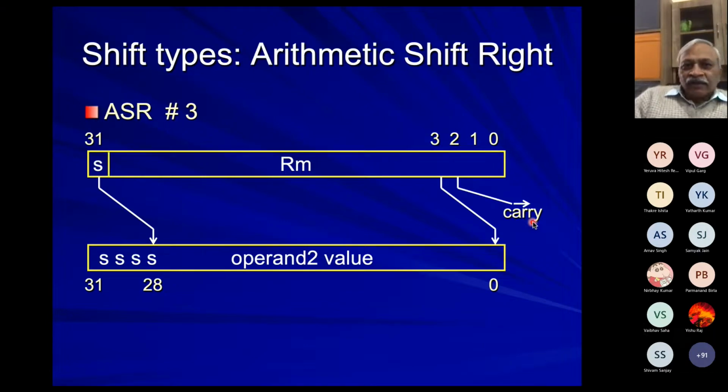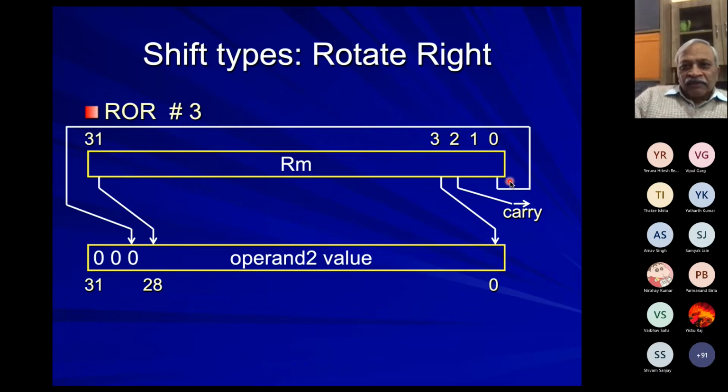This is the arithmetic right shift. So suppose this was the sign bit. The bit number 31 is the sign bit S, and copies of this are filled in the vacating positions. This is rotate right. There is no rotate left because it's a circular thing. Right rotation by amount X is equivalent to left rotation by amount 32 minus X.